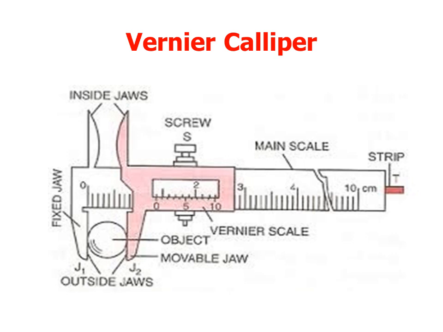This is the typical diagram for a vernier caliper, and you can see the main scale and vernier scale. The object is placed between J1 and J2, and you can see the movable jaw. You can also see the inside jaws, screw and strip. So this is a typical diagram for a vernier caliper that you are going to use in the laboratory.